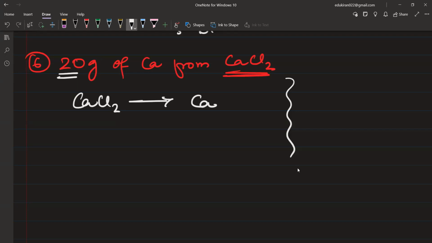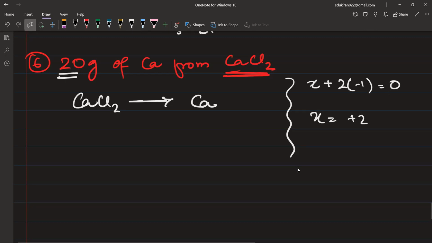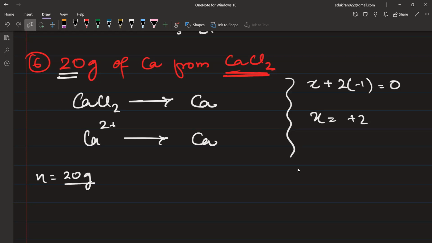Oh, no one. See, calcium is X plus there are two chlorines and -1 for each, which is going to give you 0 because it is neutral. X is going to be +2. So we have Ca2+, which is getting converted to calcium. But how much calcium do we need? So number of moles will be equal to 20 grams divided by the molar mass of calcium, which is 40 grams per mole, giving you 0.5 mole. So this will be 0.5.